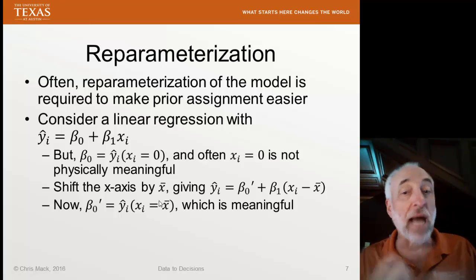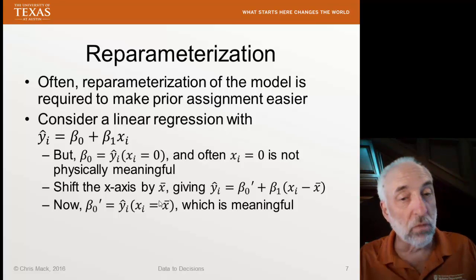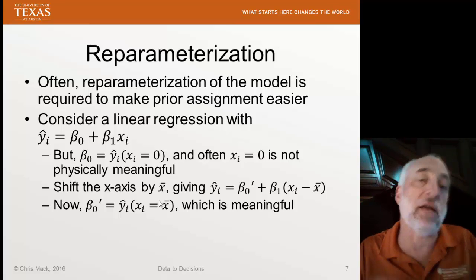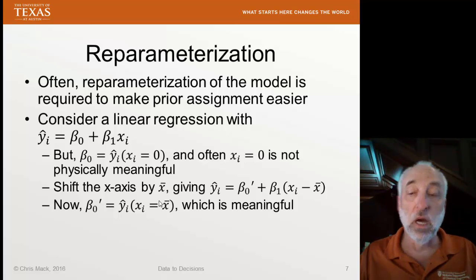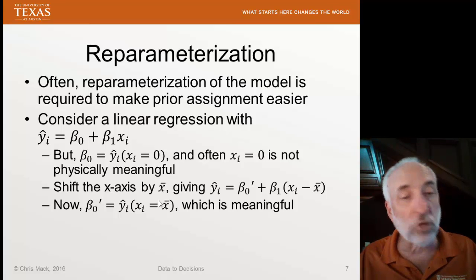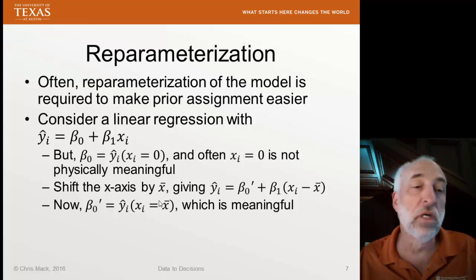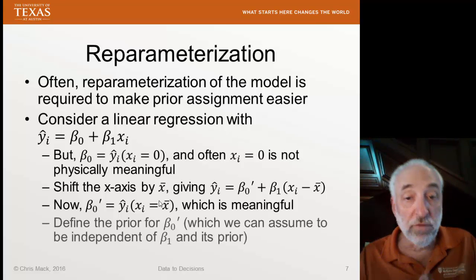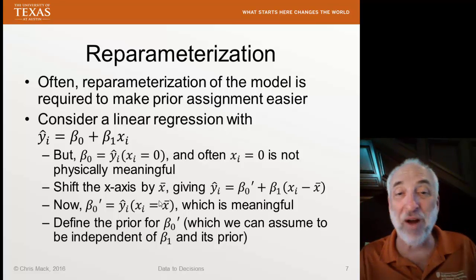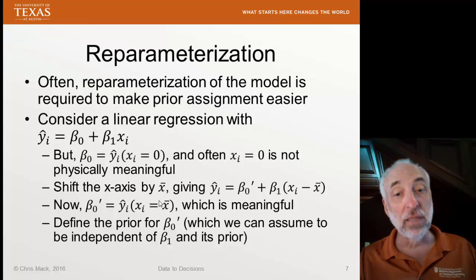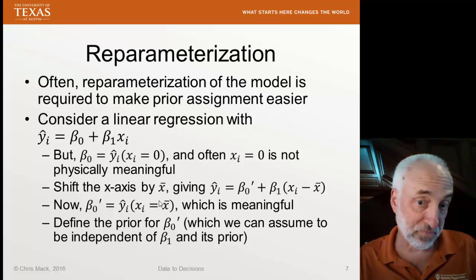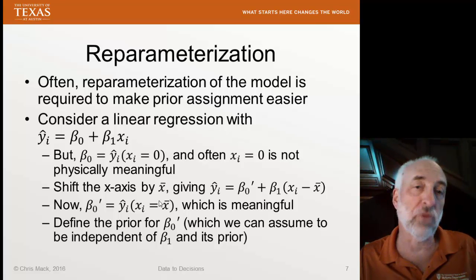And now I can supply a prior for what my prior knowledge of the viscosity at this particular temperature for liquid water really is. It makes the interpretation and the use of Bayes' theorem and Bayesian regression much more useful. Further, by picking x bar as the amount that I shift, it essentially makes the prior of the intercept independent of the slope and its prior, which is also quite useful.